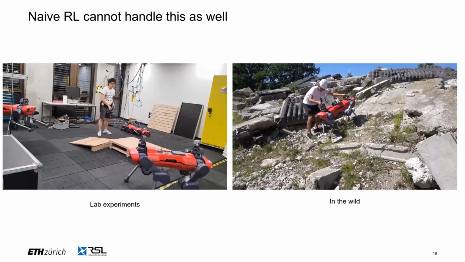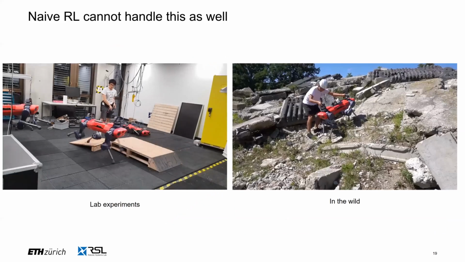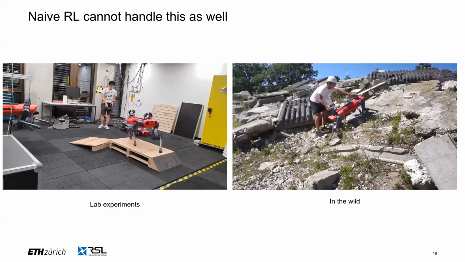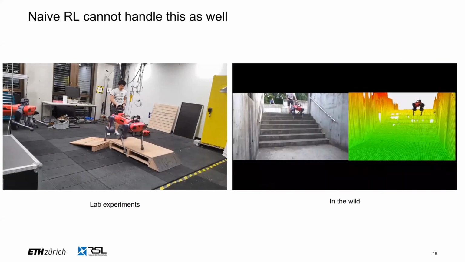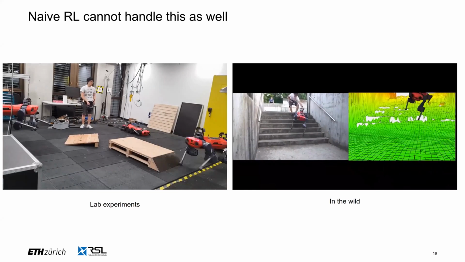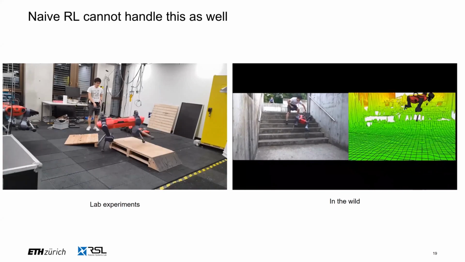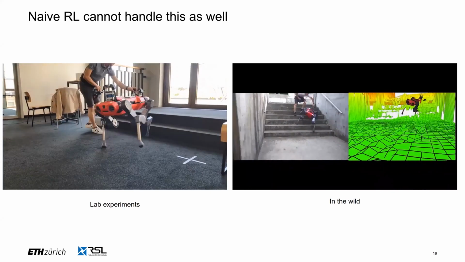I tried this, and it worked fine in a lab environment. So I could go over these steps, or I could go over these stairs, but I found that when we deployed it in the wild environment, this didn't work as well. Here, the robot was trying to step on some grass, and when the robot sees this wrong map and sinks into the ground, this controller couldn't handle this faulty information.